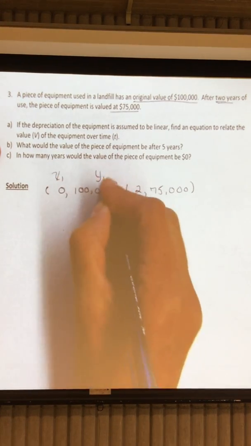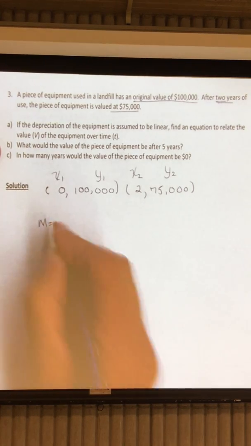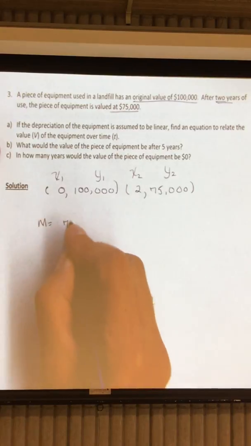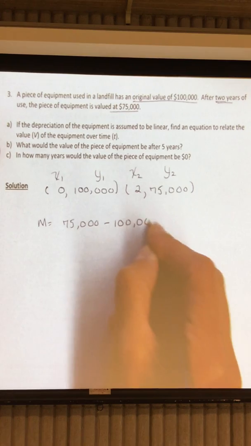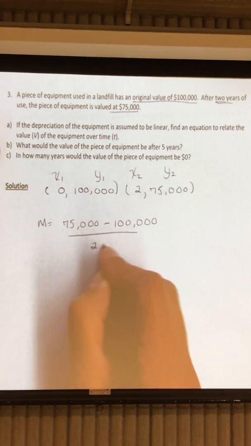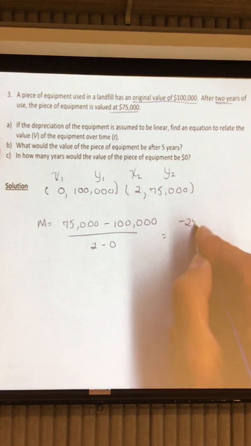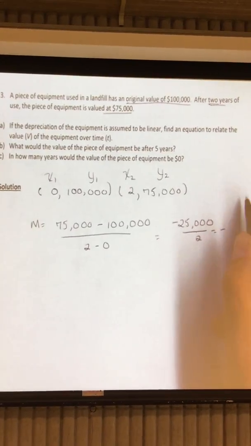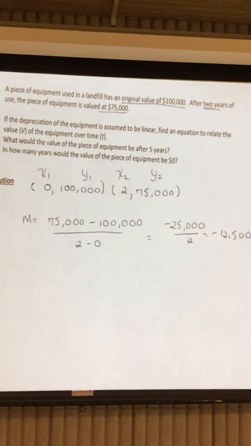So once we have our x1, y1, and x2, y2, we can go on and find our slope. So our slope again is y2 minus y1 over x2 minus x1. I'm doing that calculation. You have negative 25,000 over 2, which is negative 12,500. And that is our slope.